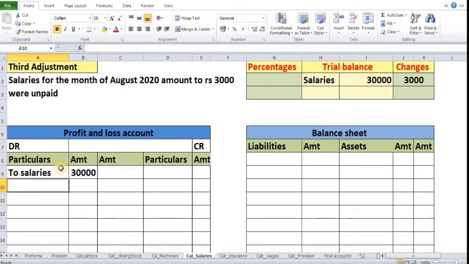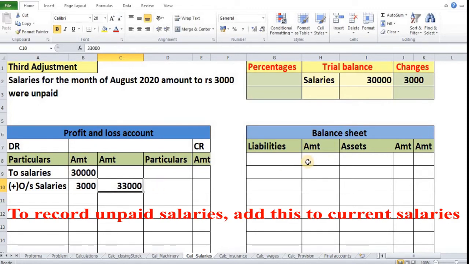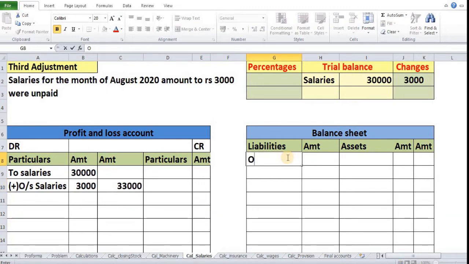Below salaries in the same statement itself we will mention outstanding salaries with a plus sign and add 3,000 to 30,000, which comes to 33,000. Now we will mention 33,000 in the outer column. Since the outstanding salary is a liability that needs to be paid to the employees, we will mention outstanding salaries on the liability side of the balance sheet and mention 3,000 in the amount column because only 3,000 is outstanding.